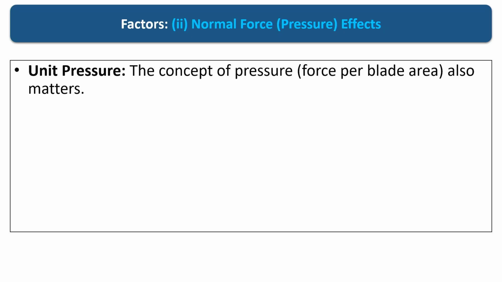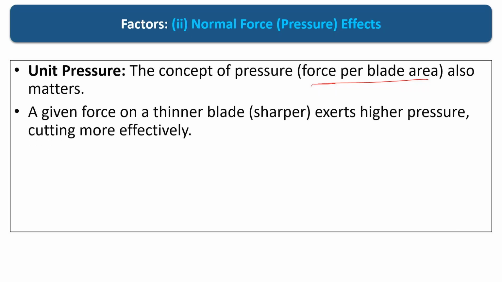Unit pressure, the concept of pressure, the force per blade area, also matters. A given force on a thinner blade, that is a sharper blade, exerts high pressure, cutting more effectively. So, what type of blade are we handling? For a given force, if we are using a sharper blade, that will cut easily, effective cutting will be there.